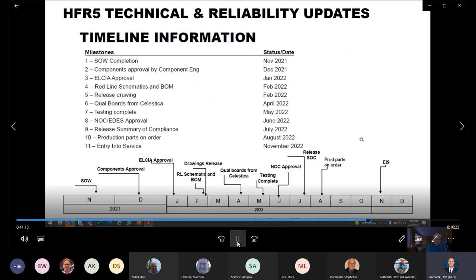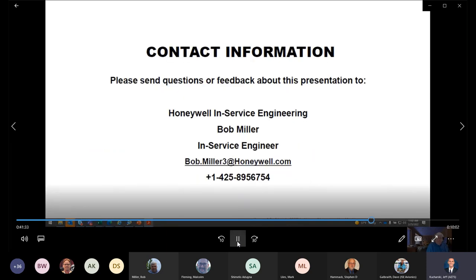The timeline: we're predicting entry into service of any corrections after approvals of NOx and EDISs for Boeing and Airbus, to allow us to submit any necessary vendor service bulletins, will occur no later than November of 2022. Thank you for your attention and have a good day.